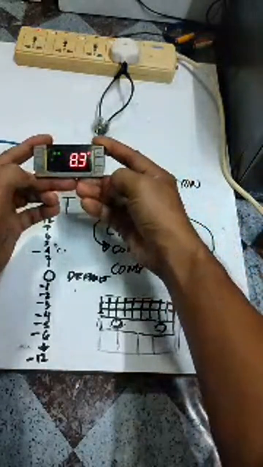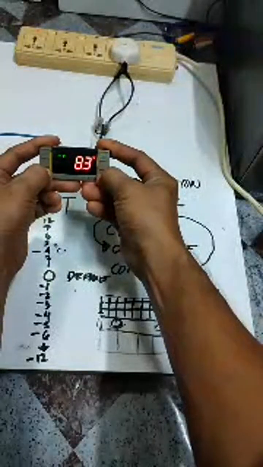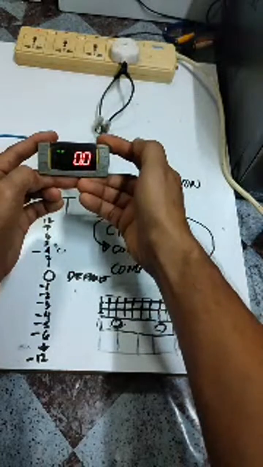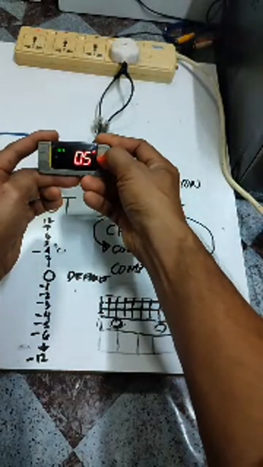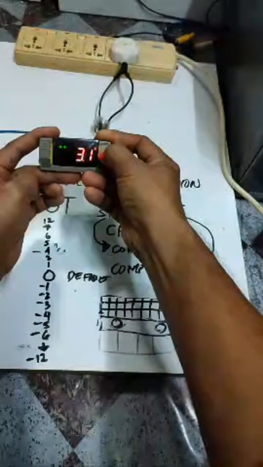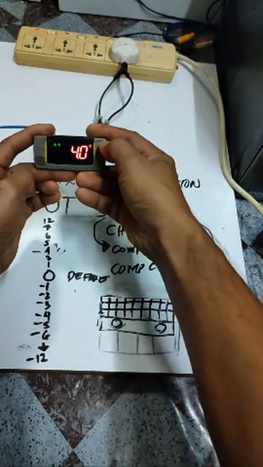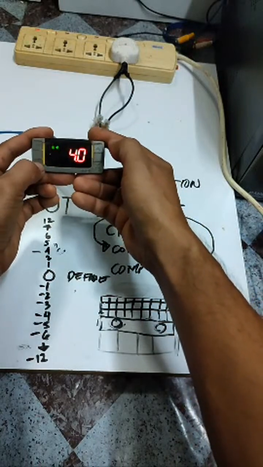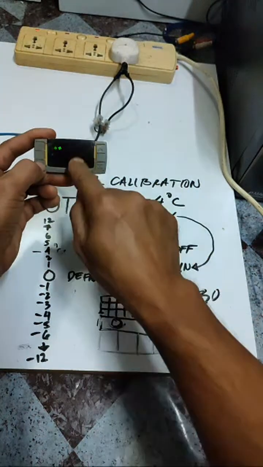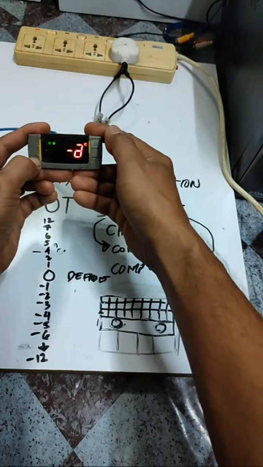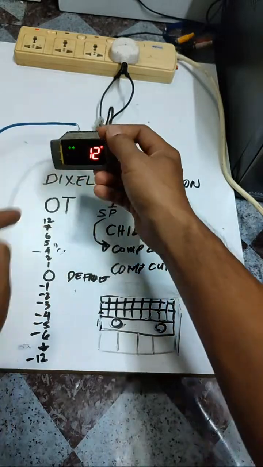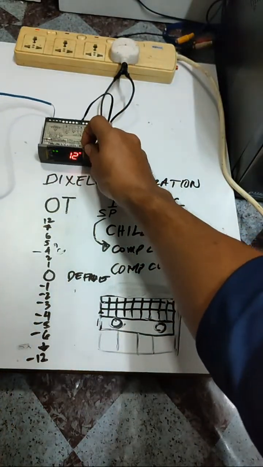Just press the set and arrow down button for 3 seconds, and HY appears. Press up button, then press, and we're going to add 4 degrees Celsius. If the store you're maintaining is busy, just put 5, then no problem for that. Okay, see, it's 12 degrees Celsius.